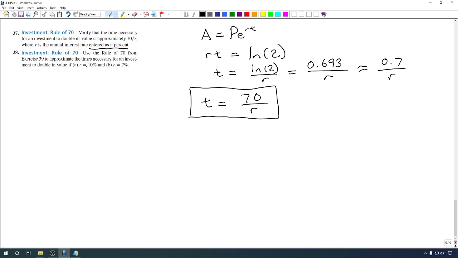Now we're going to go ahead and apply this, but it's really easy to apply it, which is why we have this formula in the first place. If the rate is 10%, we just plug in 10 for r. Notice that because we're dealing with percentages for r in here, we just drop the percentage sign. 70 divided by 10 is 7. Of course, this is in years. So it's saying that if you have an interest rate of 10%, then you should expect your investment to double in size in about 7 years.